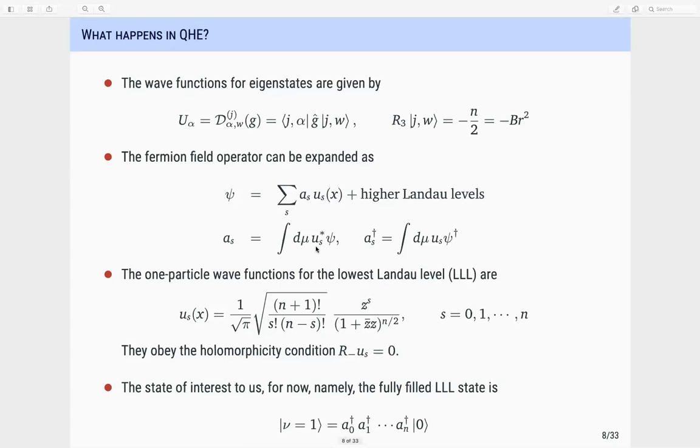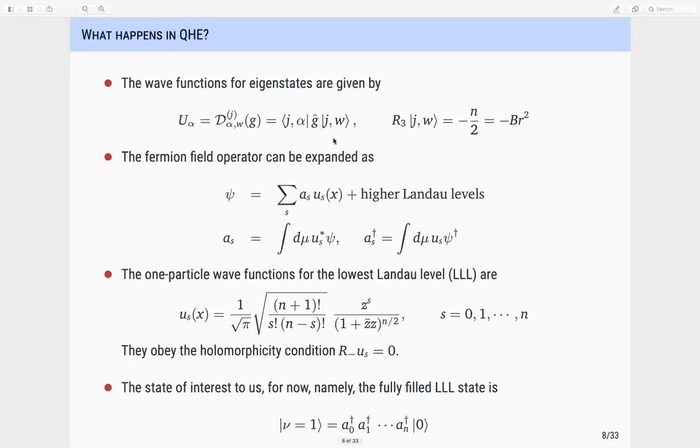U_S and U_S star are the one particle wave functions of the lowest Landau level here. So I can construct A and A dagger from there. Now, what are these one particle wave functions? We will need a specific form when we get into the discussion of entanglement.